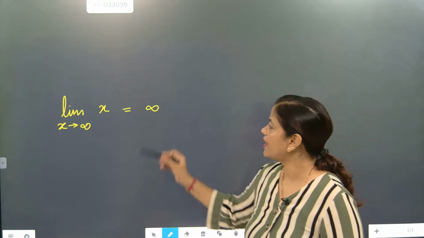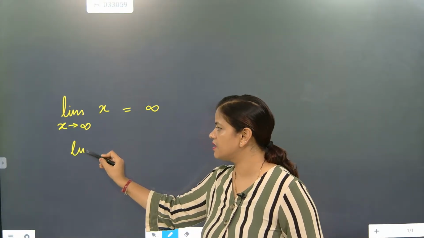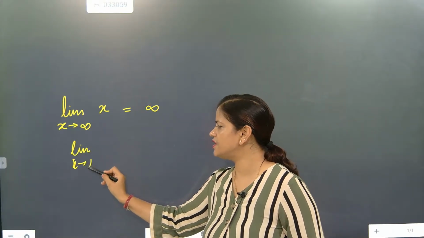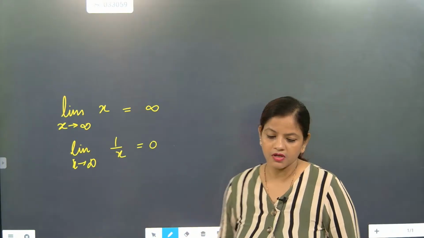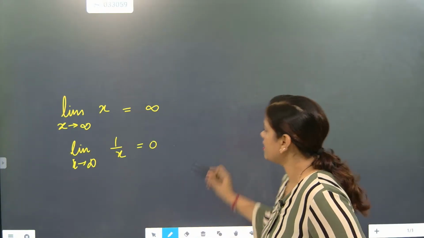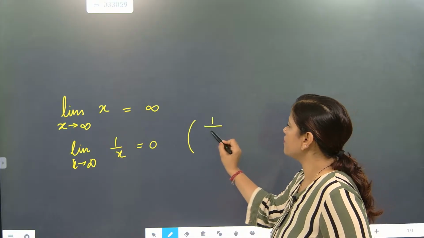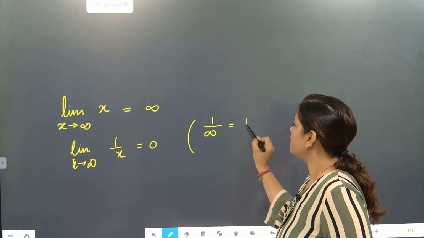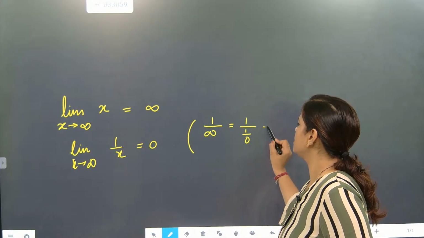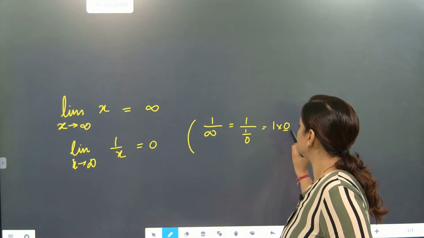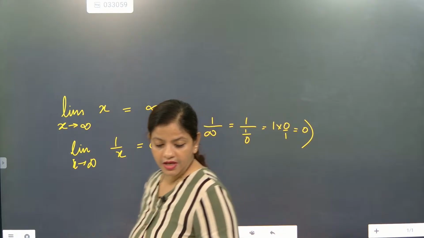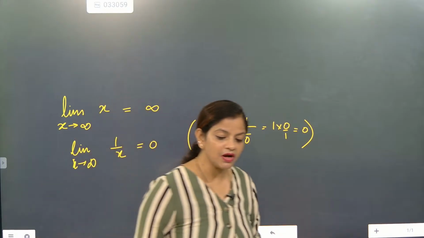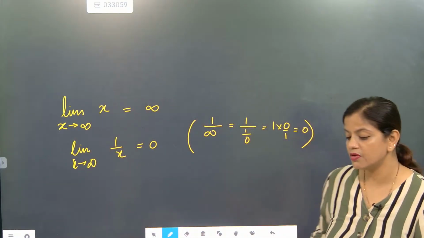You know why? Because now look here, next part. Limit x tends to infinity. If 1 by x will be there, then answer will come 0. Why? Because if you write 1 by infinity, 1 by infinity means 1 by 1 by 0, so it will become 1 into 0 by 1. Answer will come 0.